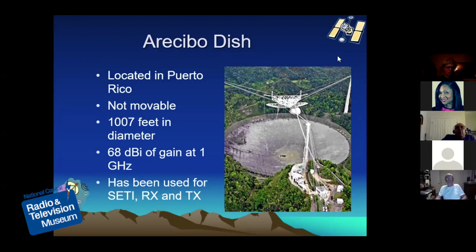Okay, Arecibo dish, located in Puerto Rico, not movable with relation to the Earth, 1,007 feet in diameter, 68 dB a gain at 1 gigahertz. Can be used for receiving, transmitting, SETI, primarily a science radio telescope. Right now it's out of commission because about 3 weeks ago, a part of that structure that you see there collapsed with a big honking dent in the dish. So it's going to be down for quite a while while it's being repaired.